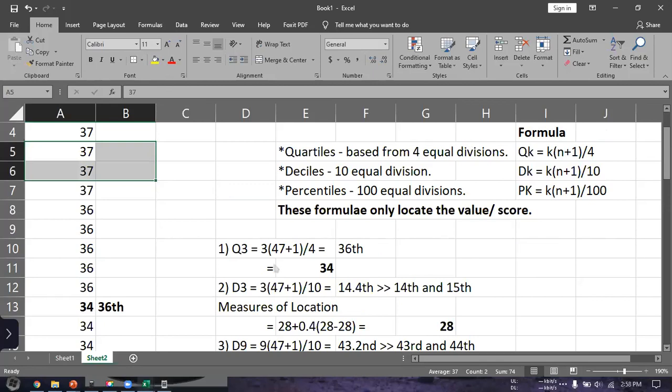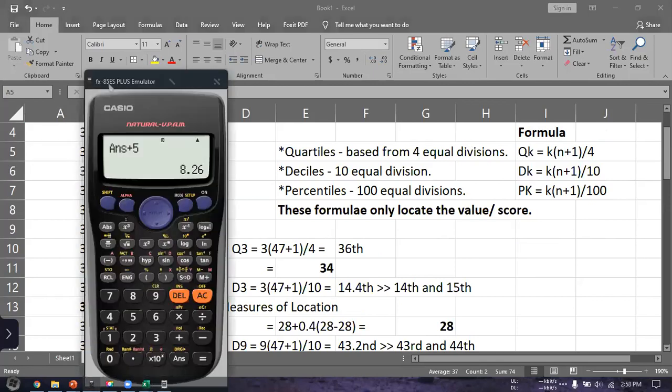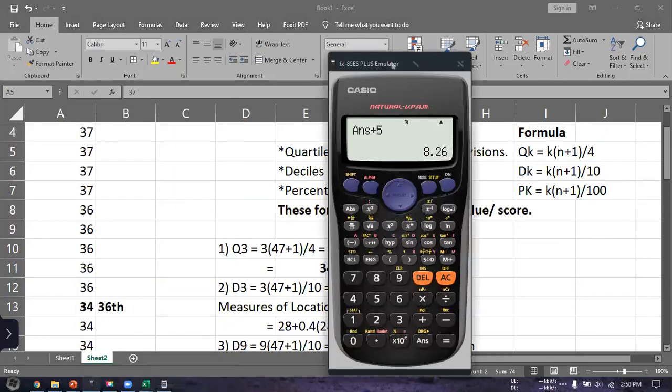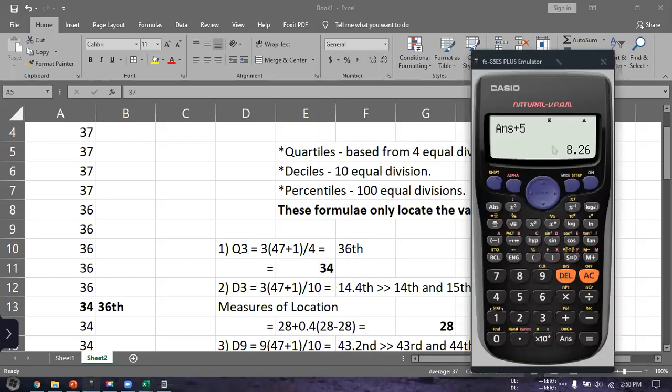Hanap tayo ng iba, no? How about 8 decile? 8 decile. 8 times 48 over 10. 38.4. 0.4, 38, 39, hindi din.